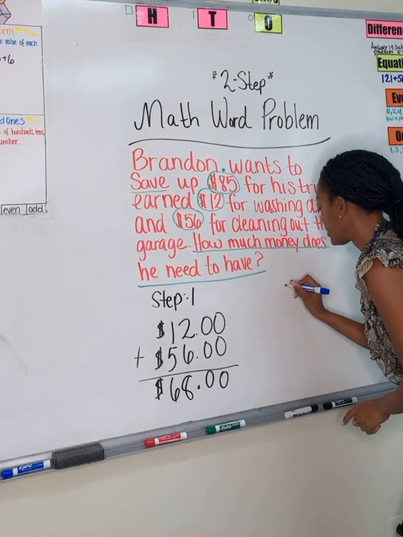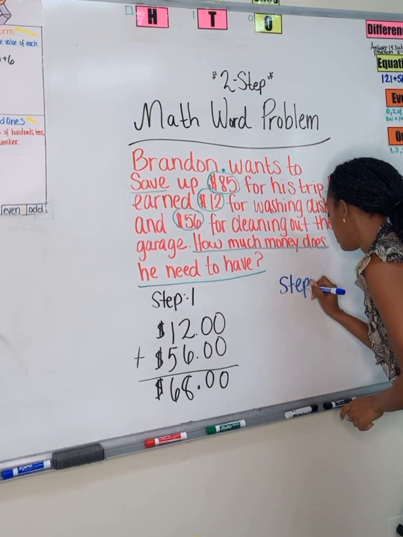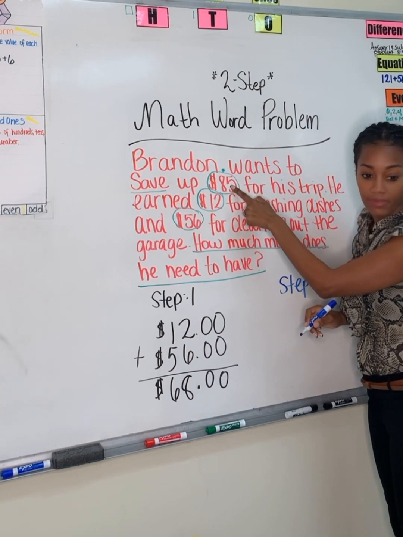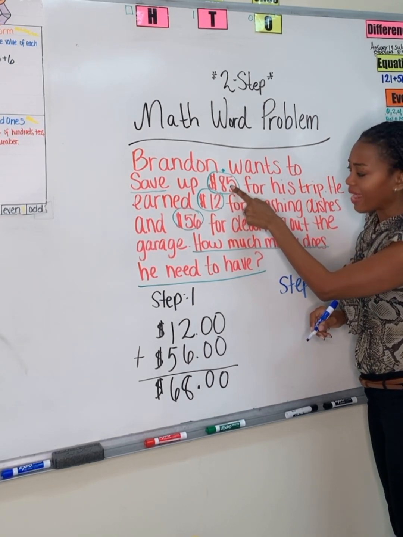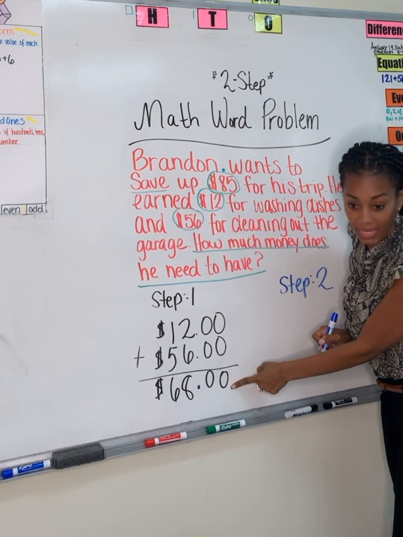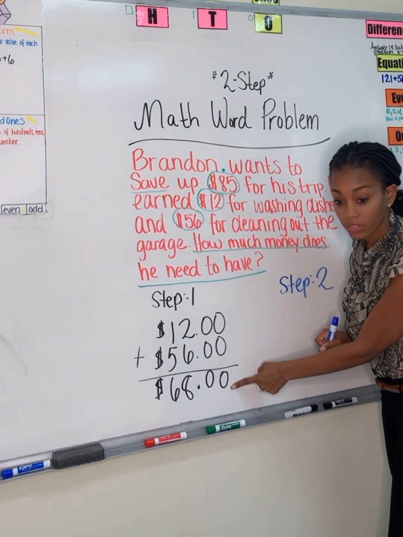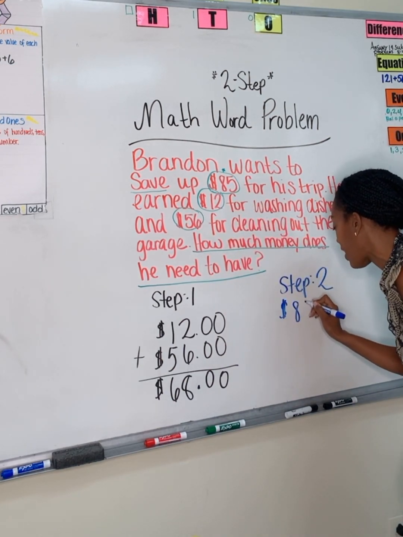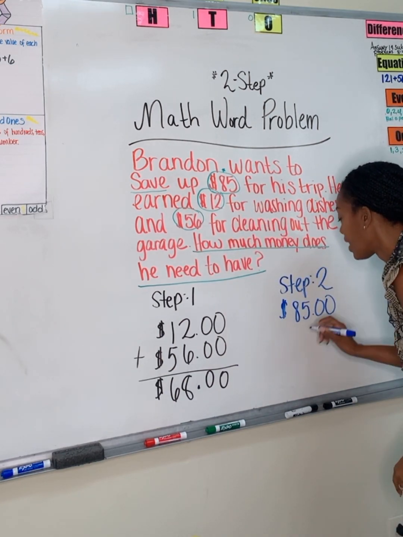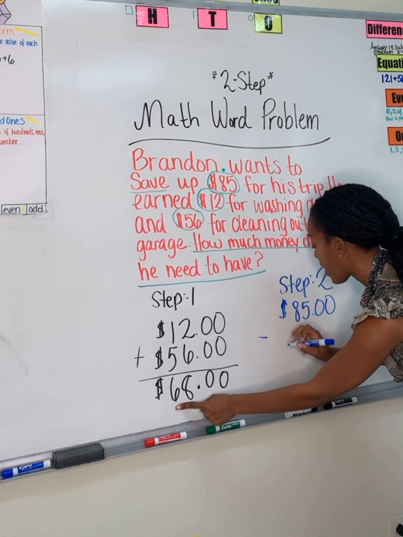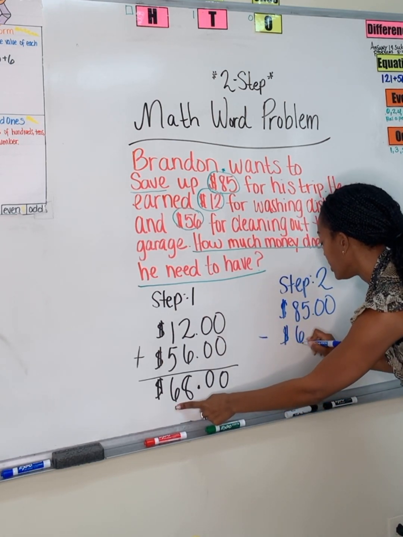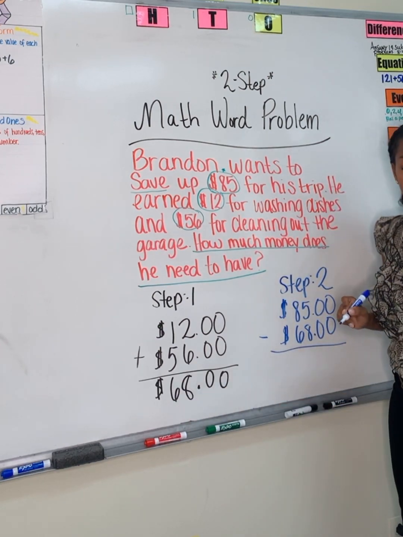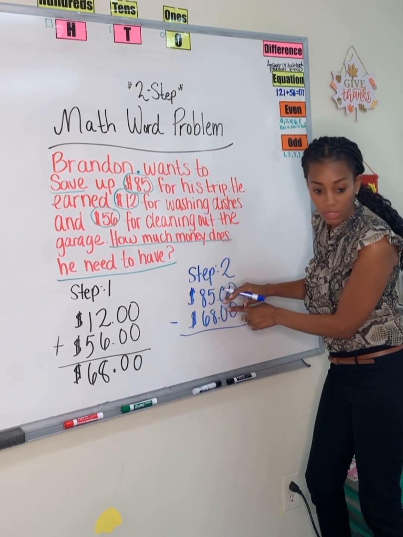Okay? So for step number 2, remember I needed to come up with the $85, but I'm not going to add 85 plus the 68. To find out how much I have to get to get to the $85, I have to actually take the $85 and subtract it by what we found in step number 1, which is $68.